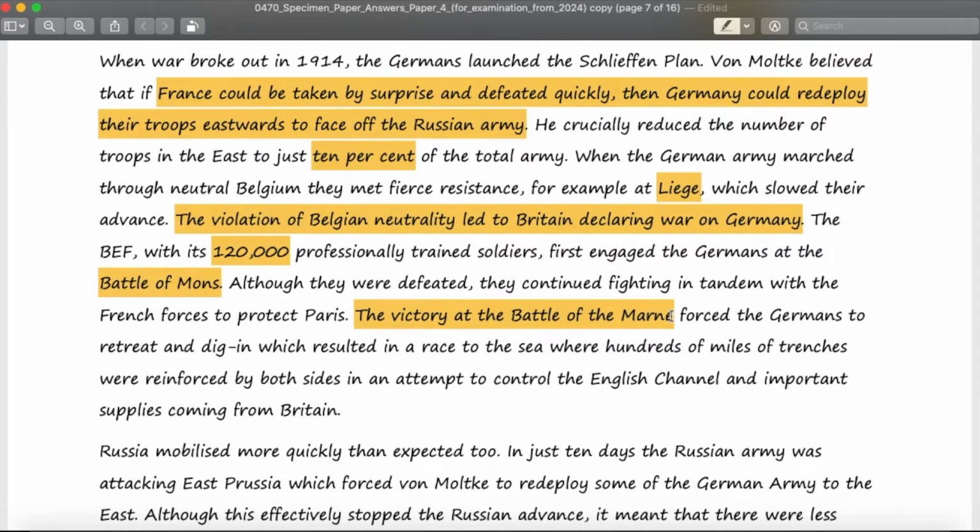So as I continue to go through here, I see this is very nicely written. There's some data in here. We see the 10% before, 120,000 professional troops. I do like to mix in just dashes of data, of quantitative evidence within the essay. I think that really adds something and shows good knowledge. And then we see the last paragraph here.